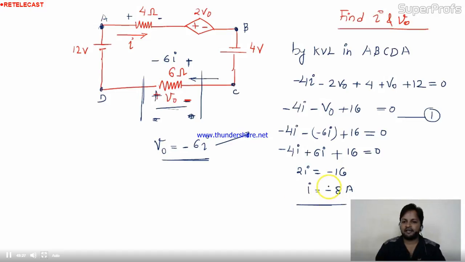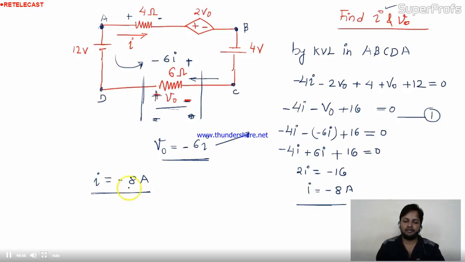This minus sign indicates that the direction of the current you assumed is wrong, and the actual direction will be from this side. First they were asking for I, so you have to mention I equal to minus 8 ampere, not plus 8 ampere, because we have considered the direction clockwise by default here.